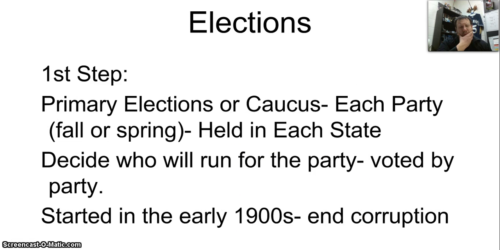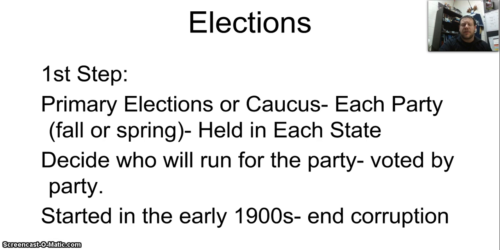Now, the first step of election, what we're going through right now, is primaries, or a caucus, that we hold every spring or every fall for the different positions. So, like earlier this year in Wisconsin, we had a primary for Supreme Court justice. Later on in April, we'll have our regular primary for the actual party.